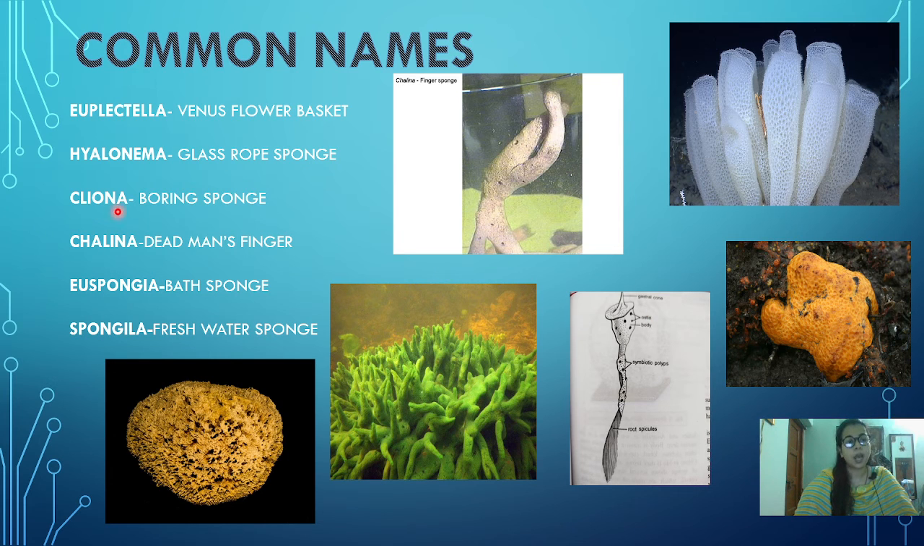Then Cliona is known as boring sponge. This is the example of Cliona, which is known as boring sponge. Chalina is known as dead man's finger. This is Chalina, which is known as dead man's fingers because it looks finger shaped. You can see here. And Euspongia is known as bath sponge, which is used for bathing purposes, and Spongilla is the freshwater sponge.